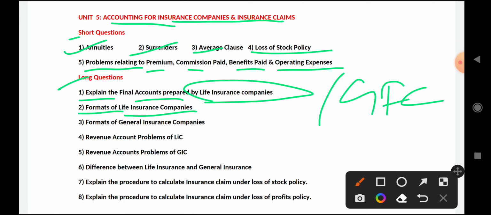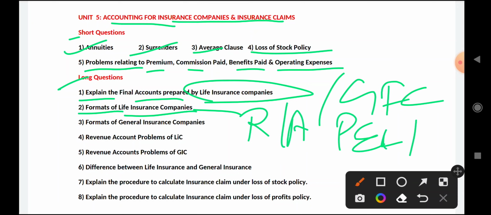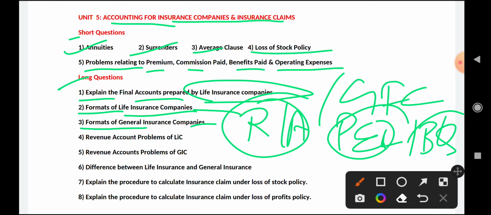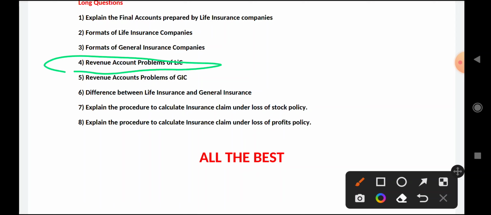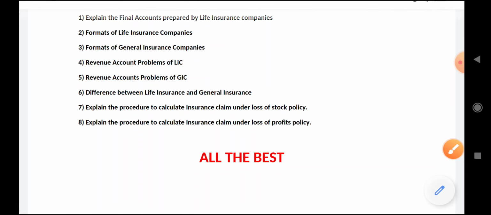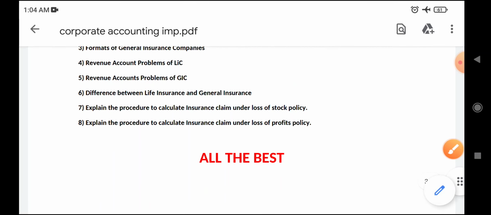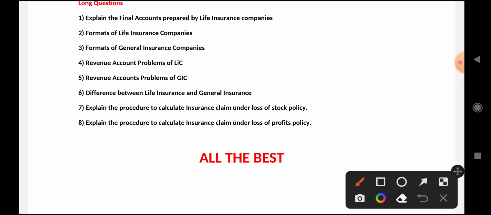Formats of life insurance companies, what are those formats? Revenue account format, P&L account format and balance sheet format you need to remember. And formats for general insurance also the same, revenue account, P&L account and balance sheet formats you need to remember. Next we are having revenue account related problems of life insurance companies and revenue account related problems of general insurance companies. One is life insurance companies, another one is general insurance companies we need to do.